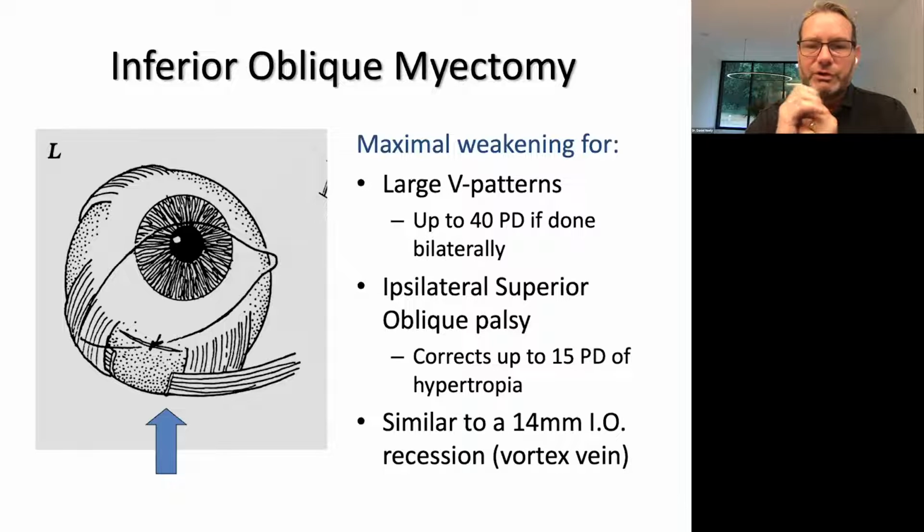This is my go-to for unilateral superior oblique palsies. So if I have someone who's got inferior oblique overaction, looks like a superior oblique palsy, and they've got up to 10 or 15 prism diopters of hypertropia, inferior oblique myectomy will fix them about 99% of the time. All right, now if you have more than 15 prism diopters of hypertropia, then you got to start adding a second muscle. But again, that's another lecture on superior oblique palsy. So doing this myectomy, taking out that 8 to 10 millimeter section, the power of that is very similar to a 14 millimeter recession, as I said in the previous slide.